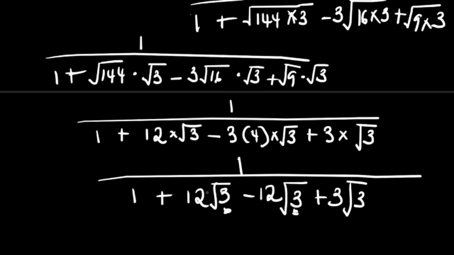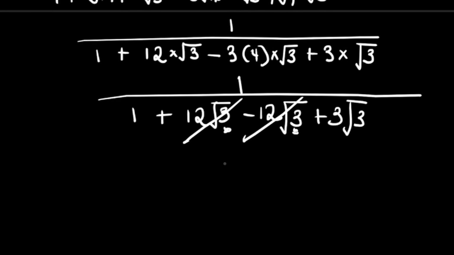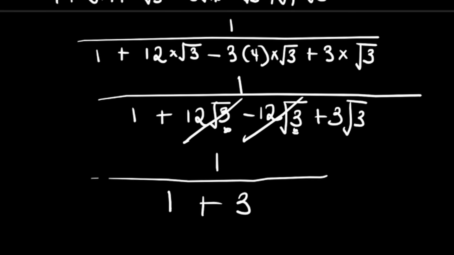So now 12 root 3 minus 12 root 3, they cancel out, they're equal to 0. You just drop them because they are like terms. So now we are left with 1 over, what is remaining down here is 1, then plus 3 root 3. Okay. Now the question here is, have we arrived at our final solution? Remember, they say we should express them in the form of p plus q root 3. Have we arrived at our final solution?